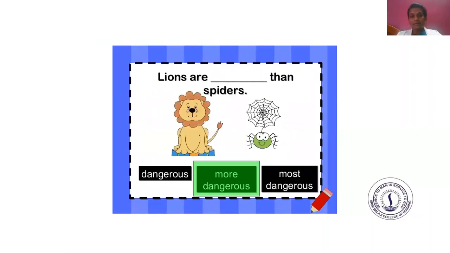Lions are dash than spiders. You are comparing lion and spider. So this is comparative form, and in comparative form you should use more. So dangerous is positive, more dangerous is comparative, and most dangerous is superlative. So the correct answer is more dangerous. Lions are more dangerous than spiders.